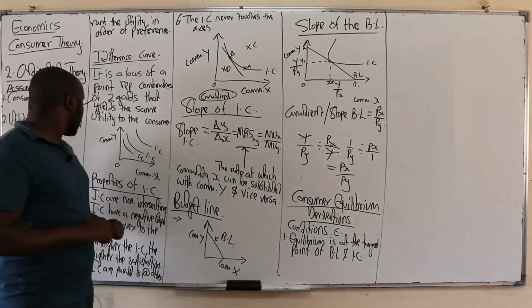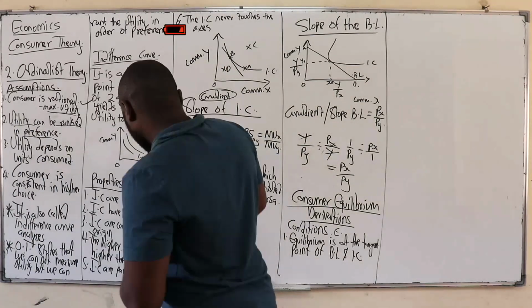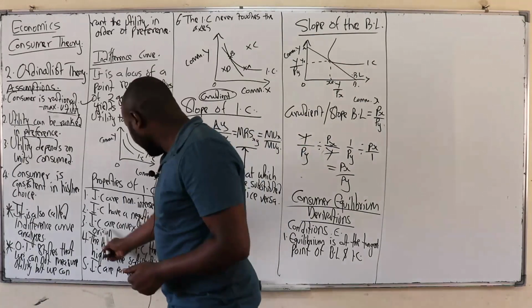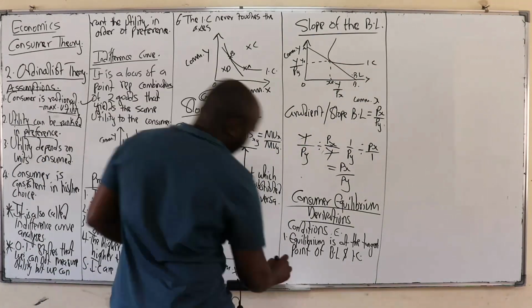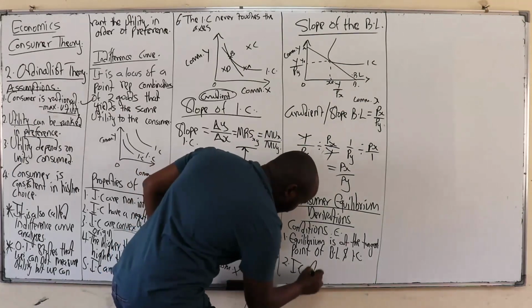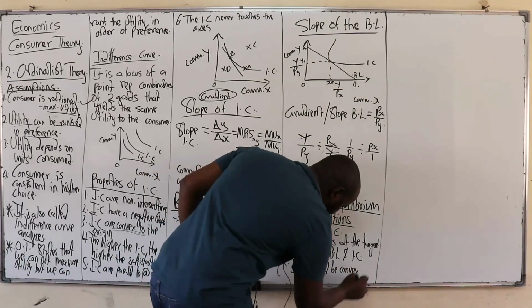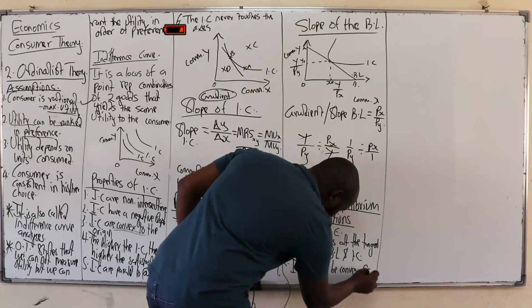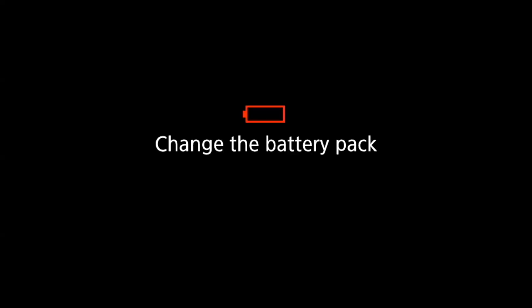Condition number two is about the indifference curve. The indifference curve should be convex to the origin.